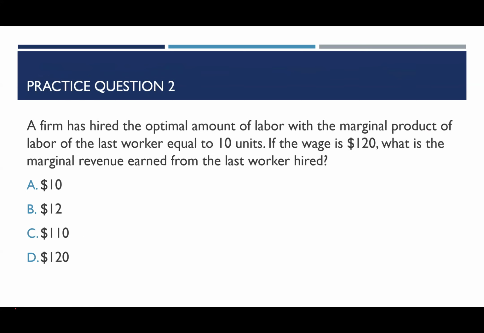All right, let's look at another example. So let's say that a firm has hired their optimal amount of labor. The marginal productivity of labor of the last worker hired is equal to 10 units, and the wage is equal to 120. We want to know what the marginal revenue must be from the last worker hired. So what marginal revenue does the firm earn from that final worker that they employed?